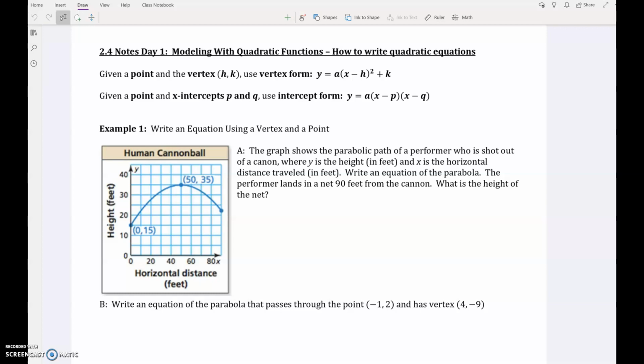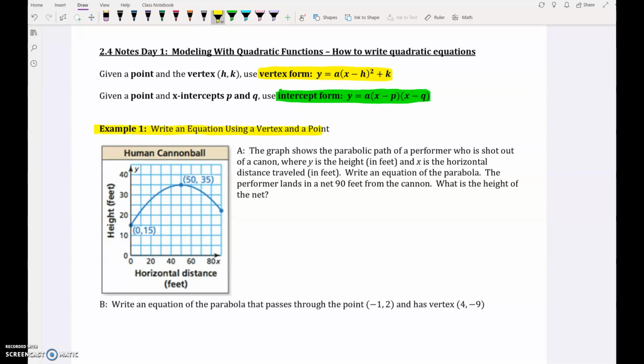Today we're going to look at information from a parabola and use that information to write an equation for our parabola. And we are specifically going to be using vertex form. We're going to use vertex form when we know the vertex and we know another point. And we will use intercept form when we know the x-intercepts and we know another point. So in example 1, we are going to do vertex form.